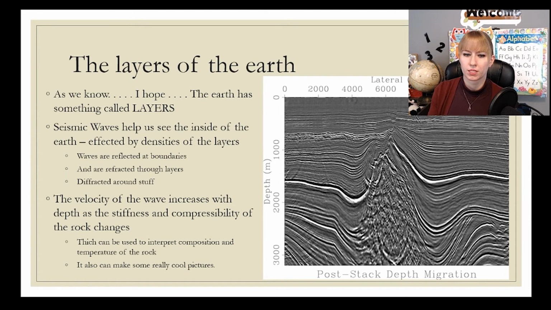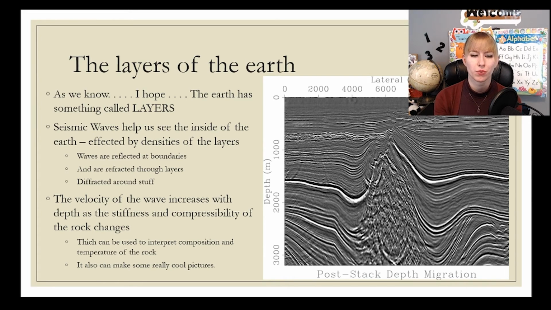We all know this based on maybe our own utensils and plates that we have. Some are lighter, some are heavier. Some material is denser than others, and that includes our own Earth. Some layers of the Earth are denser. And so what will happen is it will show that as seismic waves move through the Earth, which is pretty cool. Waves are reflected at boundaries and are refracted through layers and diffracted around stuff.